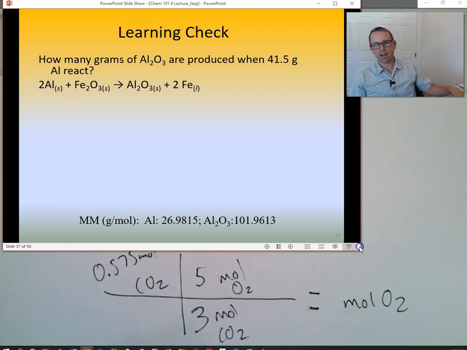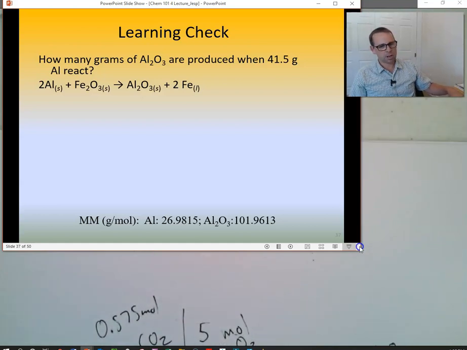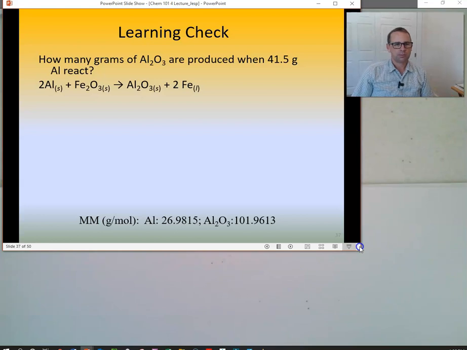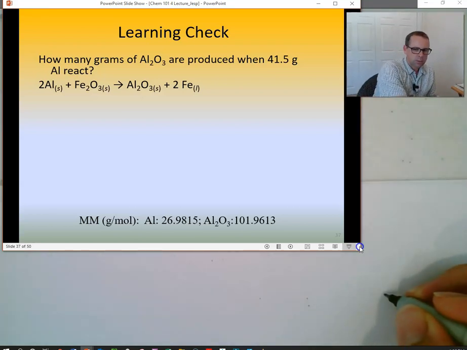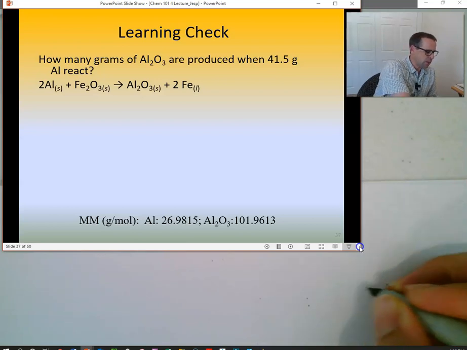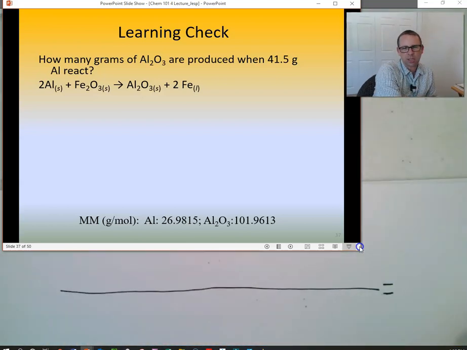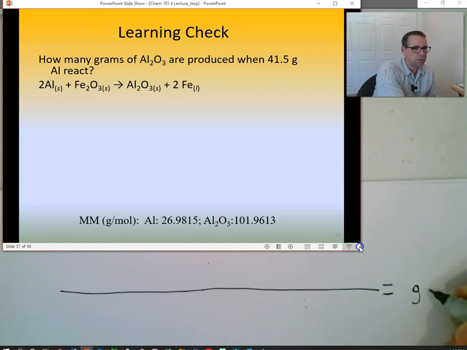This time not asking about moles, but asking about grams. How many grams of aluminum oxide are produced when 41.5 grams of aluminum react? Okay, so to the right of the equal sign, we don't want to confuse ourselves. We try to take this into little, digestible bits. So I just am going to write what they're after: how many grams of Al2O3, that's aluminum oxide.